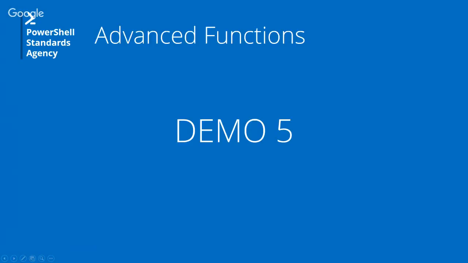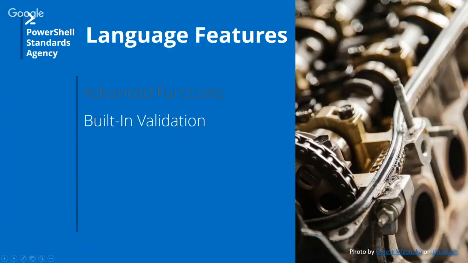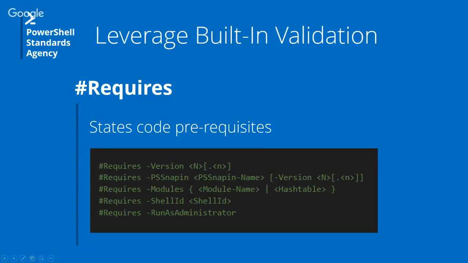Yep. So the next part under the advanced language features that we want to talk about is built-in validation, and this is probably a favorite for me because it saves me time, saves me writing lines and lines of code. Built-in validation covers a few different areas, but the first one is hash requires.